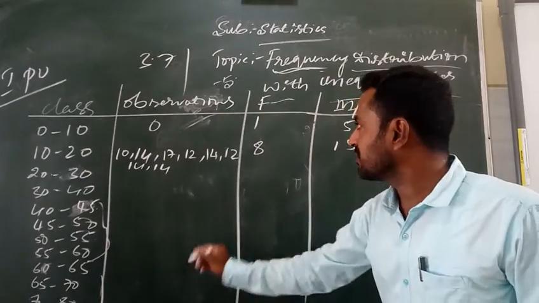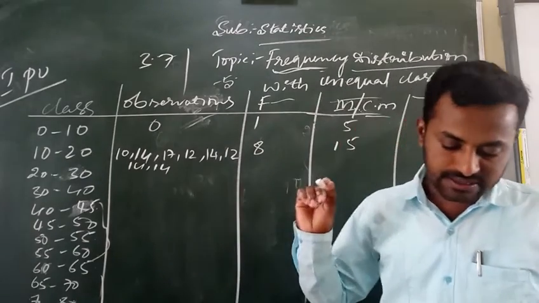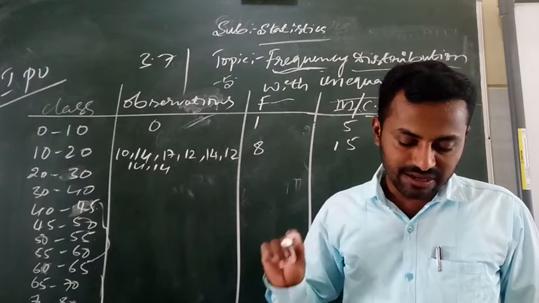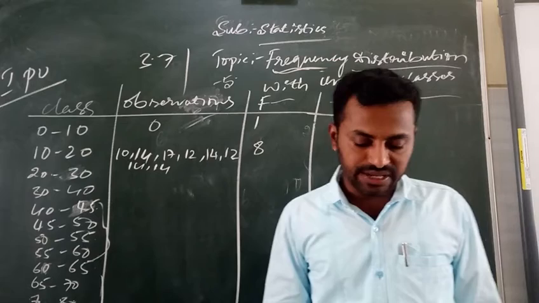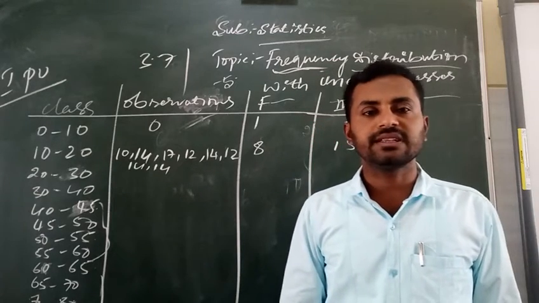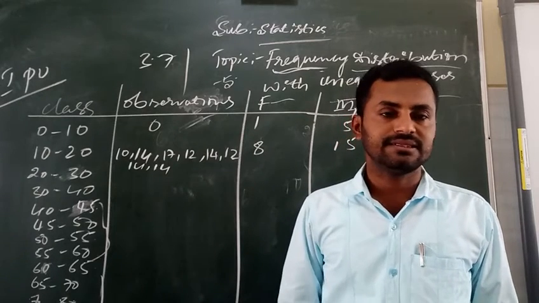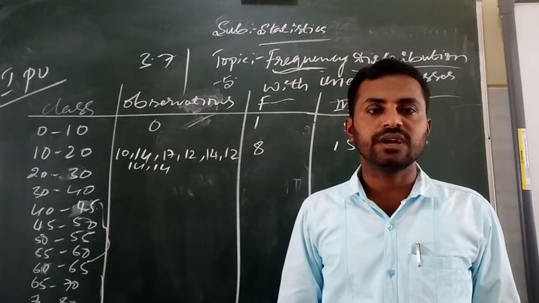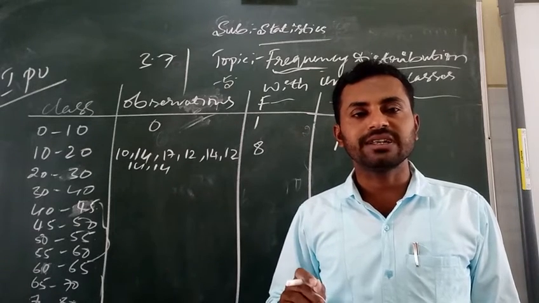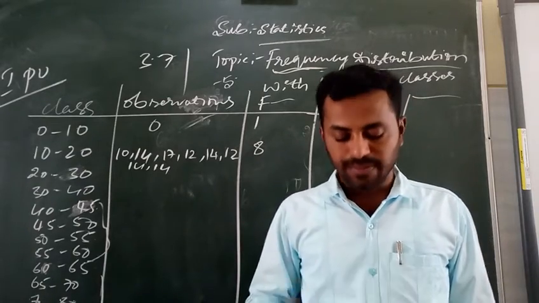Here we write the observations, then here we write the frequency. That is, how many values are in a particular class is called the class frequency. Then class mark or midpoint, you know, that is the middle value of the class. That is called the midpoint. How are we going to calculate the midpoint? Class mark or midpoint is equal to upper limit plus lower limit divided by 2.